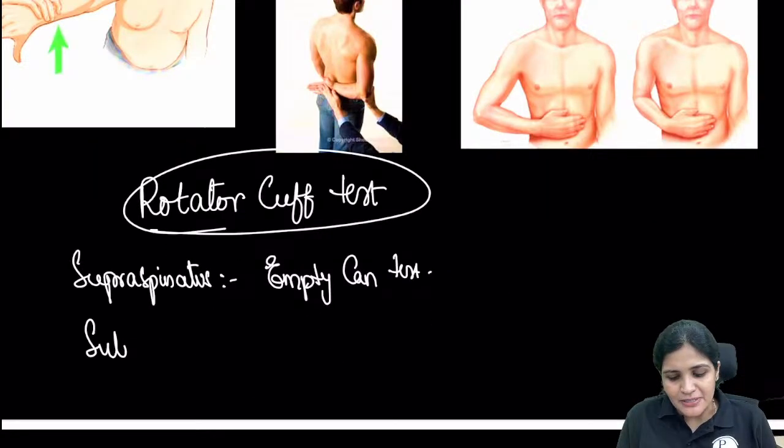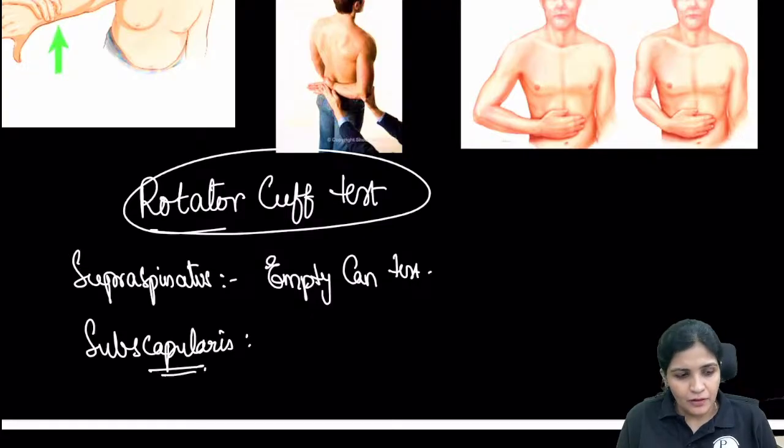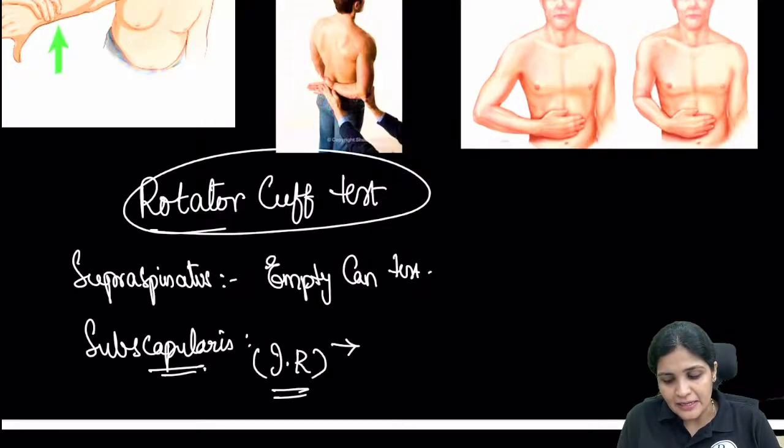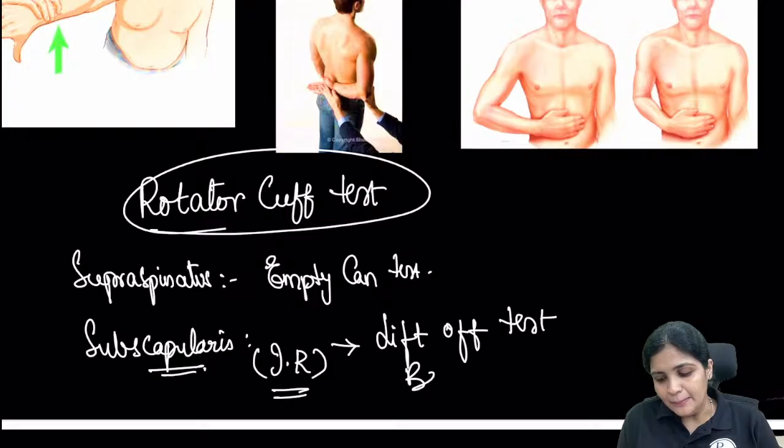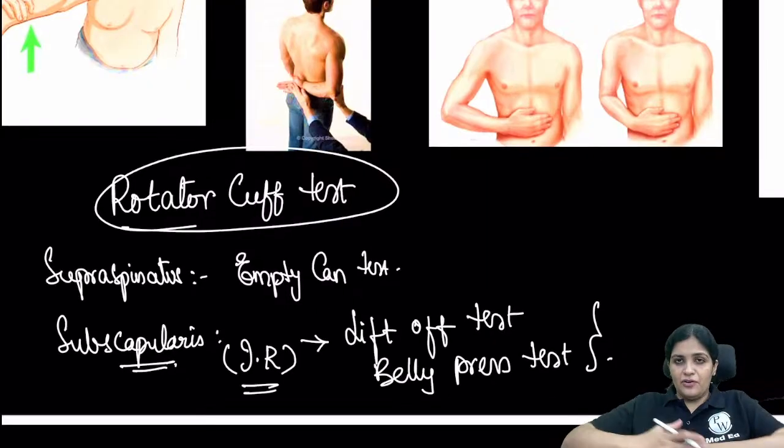And then you have your subscapularis test. What is the action of subscapularis? Internal rotation, right? So we have two important tests: one is the lift off test and the other is the belly press test. Okay, so internal rotation like this.